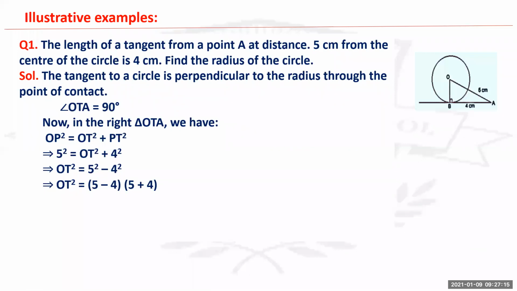Now here what we have done is we have applied the property of a square minus b square. A square minus b square is a plus b into a minus b. So we have got this as 5 minus 4 and 5 plus 4. Just check, it is in that form, a square minus b square. So we have taken it as 5 minus 4 into 5 plus 4.